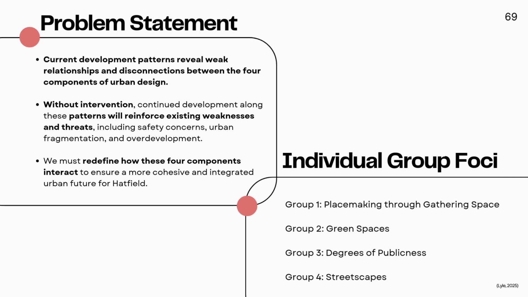Without intervention, continued development along these patterns will reinforce existing weaknesses and threats, including safety concerns, urban fragmentation, and overdevelopment. To create a more sustainable, dynamic, and connected urban environment, we must redefine how these 4 components interact, facilitating better movement, strengthening public engagement, and ensuring a more cohesive and integrated urban future for Hatfield. Targeting specific foci, each group aims to redefine the relationships between these 4 components.